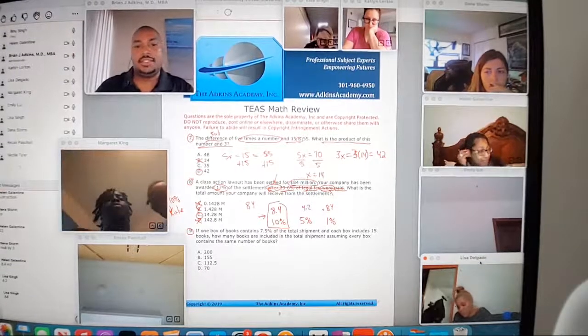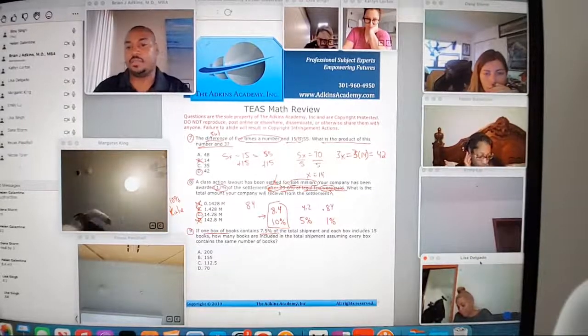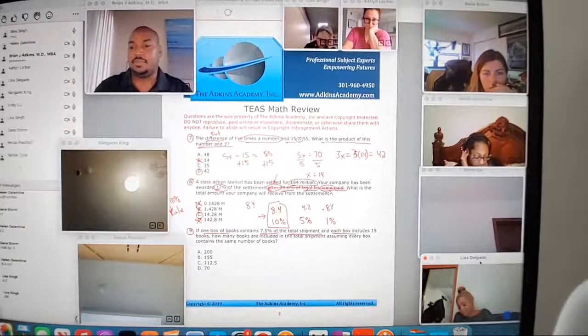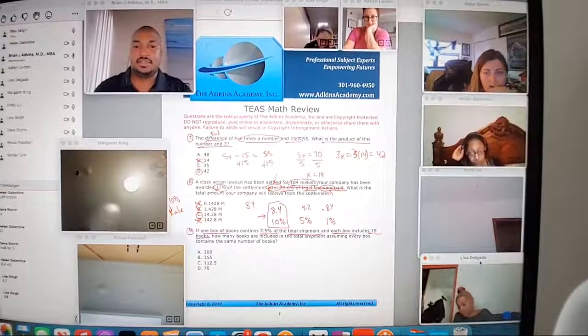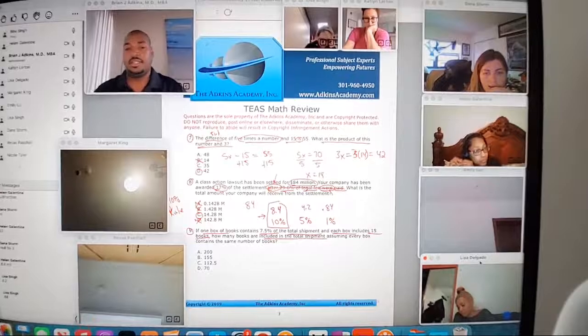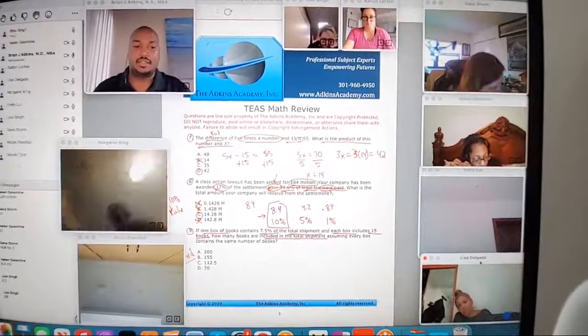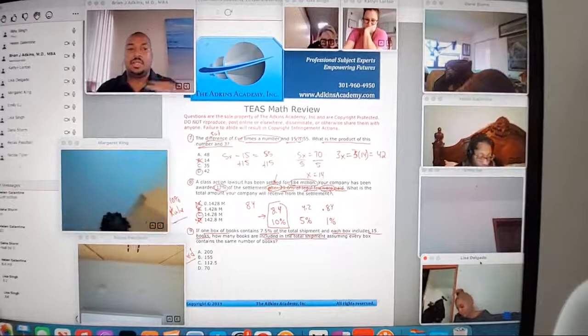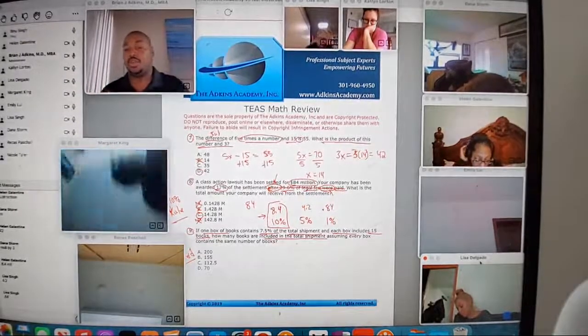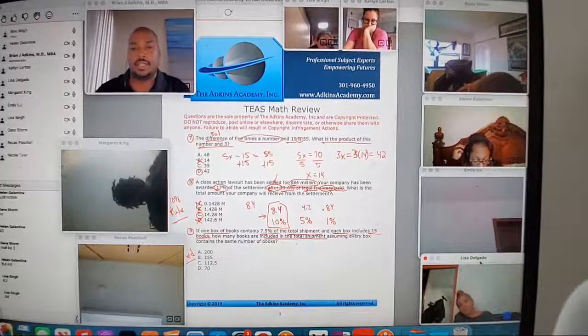All right. So one box of books contains 7.5% of the total shipment. If each box contains 15 books, how many books are included in the total shipment? So the total shipment. This is going to be again the box method. We talked about the box method. If you're looking for things that you can do quickly, we talk about the 10% rule, the box method, and understanding these types of problems.